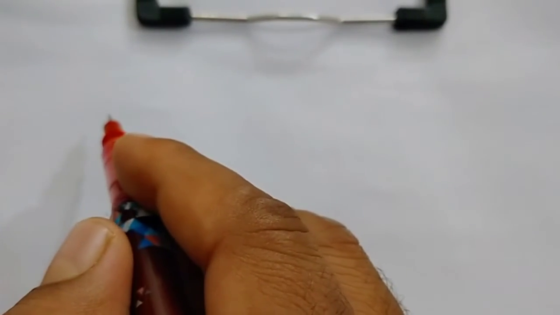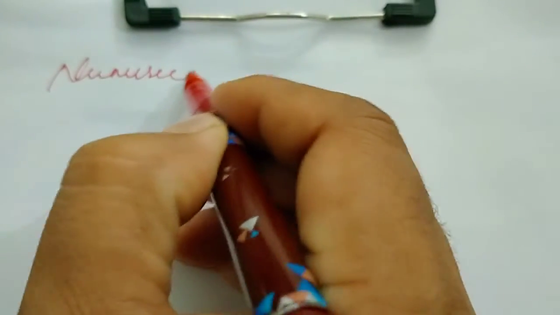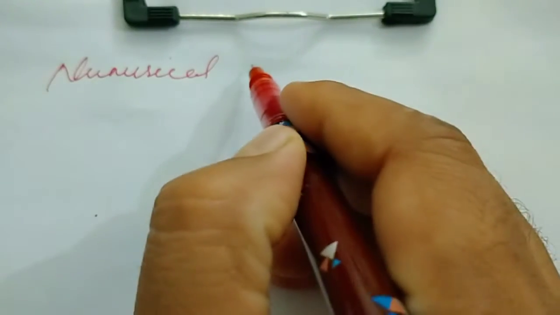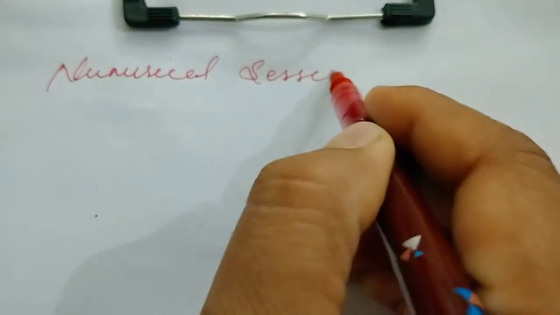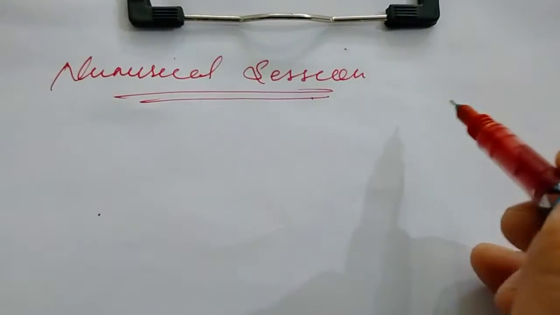Now again, children, I am here with the numerical section. This is the last video from the national income chapter, and we'll take over here again some numerical session. This time we'll see mixed questions.